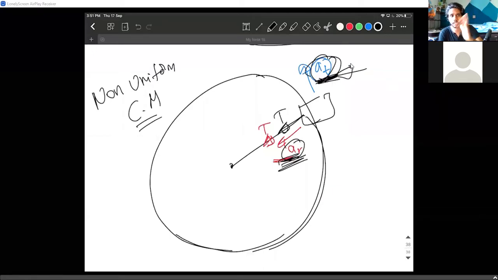Aniket, why did you mute yourself? Stay. Who is providing you the tangential acceleration for the body? I don't know that one, sir.